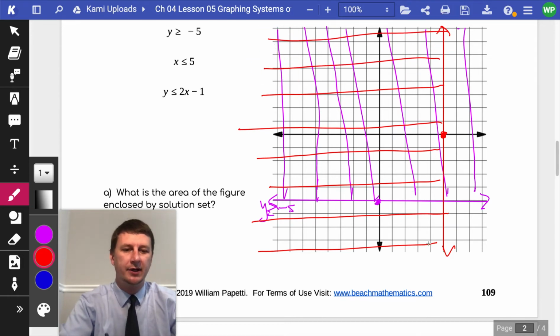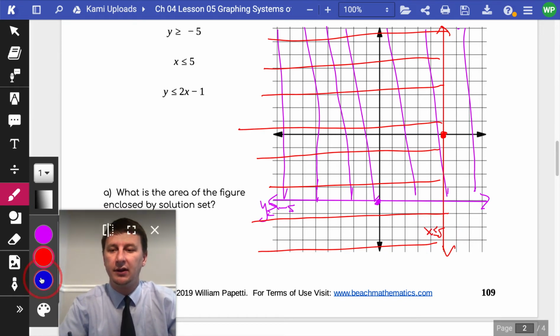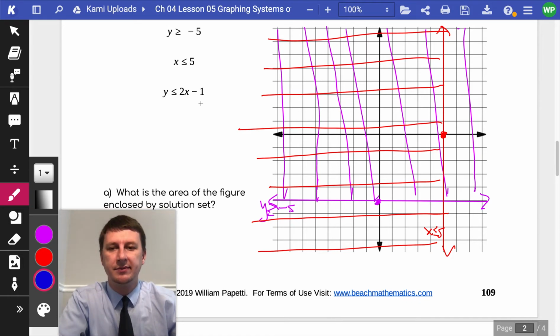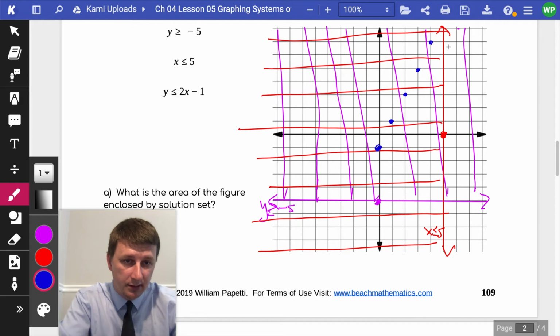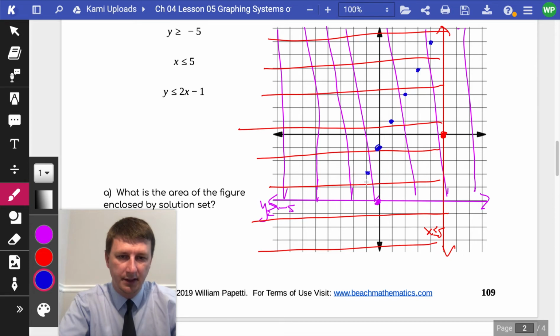And once we shade that one, we can go ahead, we can label this one as x is less than or equal to 5. And finally, we have our last inequality, y is less than or equal to 2x minus 1. Phew, here's a normal looking one where we have a y-intercept of -1. And we're going to be going up 2 units, right 1 unit, up 2, right 1, up 2, right 1, up 2, right 1, up 2, right 1. Okay. So then we're going to go down 2, left 1, down 2, left 1, down 2, left 1.